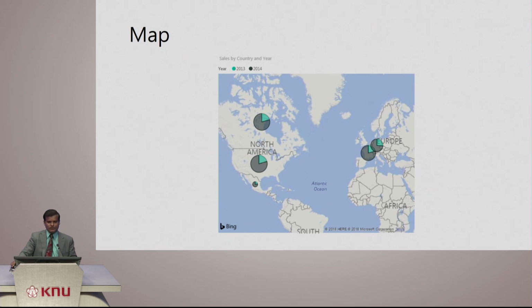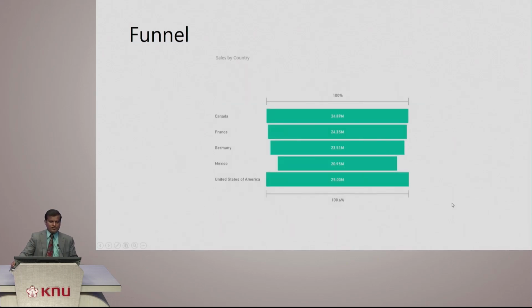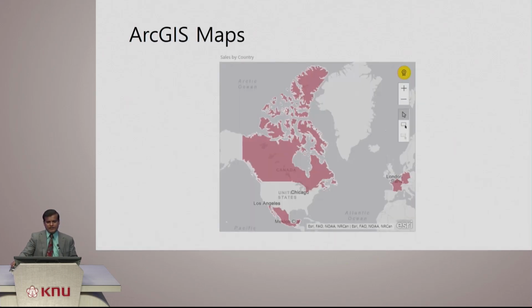If you use Power BI and you have geographical information, like country-based information, you can actually visualize that by means of maps. Based on that, you can see different countries' sales figures expounded by means of some visual features. Funnel chart is here. ArcGIS map. Yes, as we know, the geographic information with respect to this particular map is being shown here.